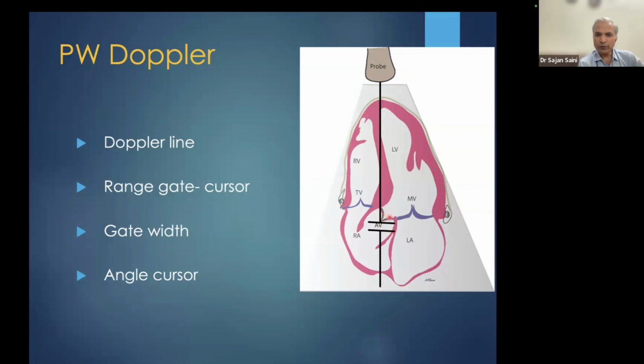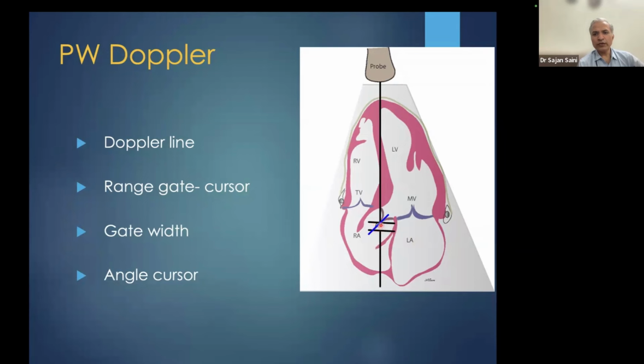So we put our range gate here, and we adjust the gate width so that it is reasonably within the boundaries of the aortic valve. And then sometimes the blood is at an angle. So we want to align our ultrasound beam so that the angle between the blood flow and this ultrasound beam is less than 20 degrees.